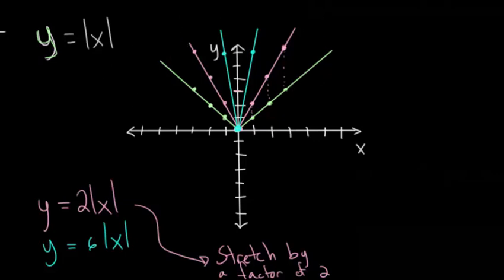Now, we could also ask the question, what happens when we multiply on the outside by a fraction, or a number between 0 and 1? So maybe y is 1/4 the absolute value of x. And again, let's just plot points and see what happens. So if we plug in 0, we do get 0. And if we plug in 1, then we get 1 times 1/4, which will be somewhere around there. If we plug in -1, it will also be at 1/4.